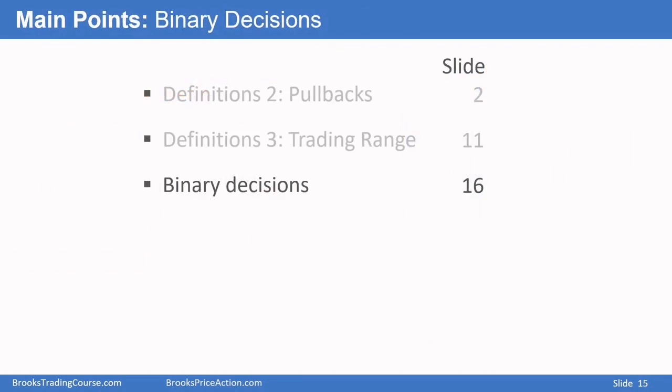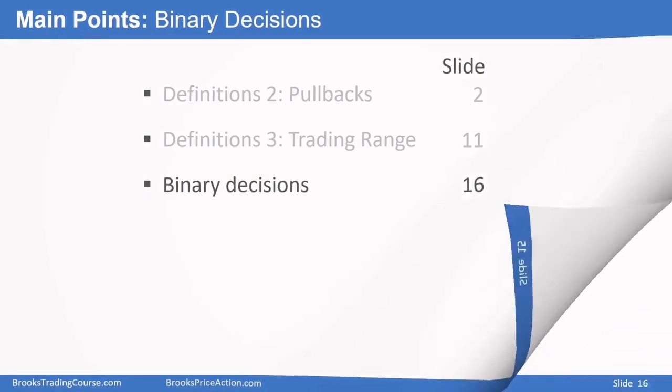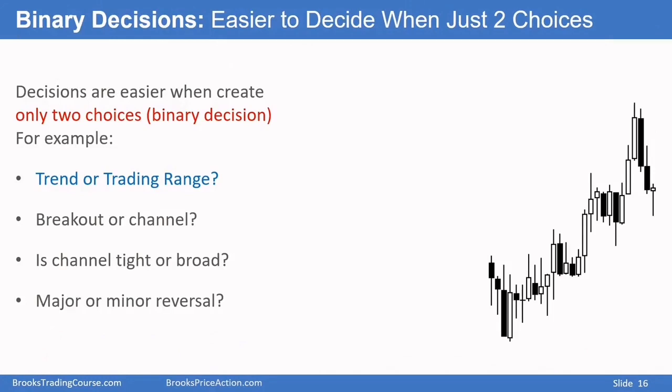I mentioned that a lot of times it's easier to make decisions if you structure the decision as a binary decision. Binary means two. You want to give yourself just two choices. So for example, you look at a part of the chart right here and you ask yourself, first off, is it a trend or a trading range? And if it's a trend, is it a channel or a breakout? So this is a bull trend and has pullbacks, so it's a channel.